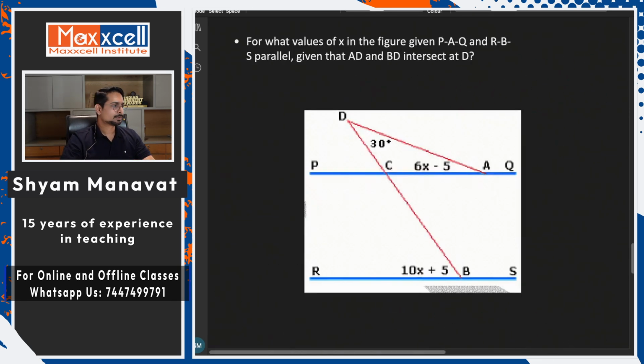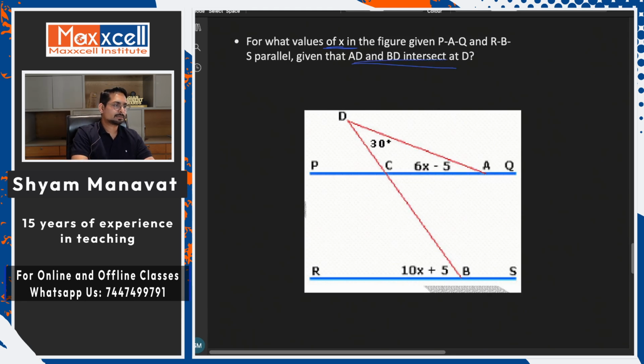Okay. So the question said, for what value of x in the figure given, PAQ is a straight line, and RBS is also a straight line, parallel, given that AD and BD intersect at D. Okay, so for what value of x? What is the value of x? We need to find out the value of x.